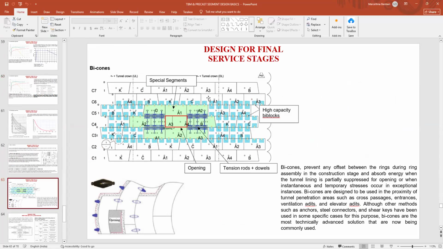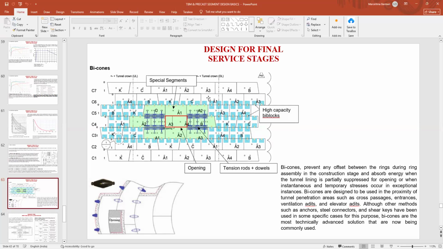Here you can see what we did previously for the cross passage opening. We used to place frames, a temporary frame. The frame can be a half frame or a full frame, and then either I remove a full segment or I remove two parts of the segment, half piece of both segments.